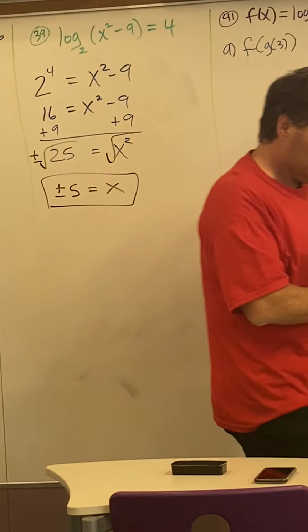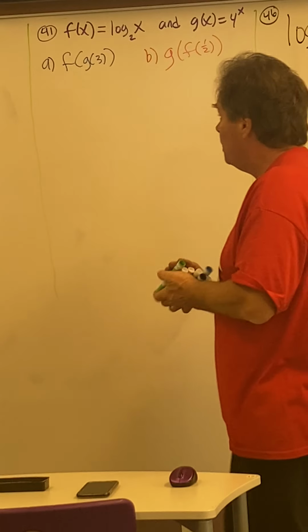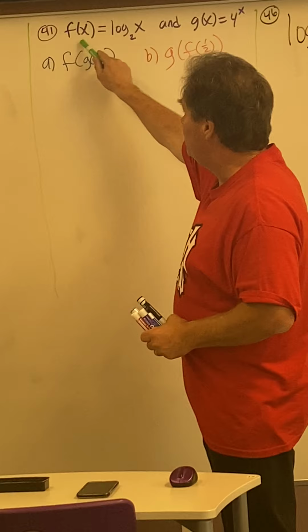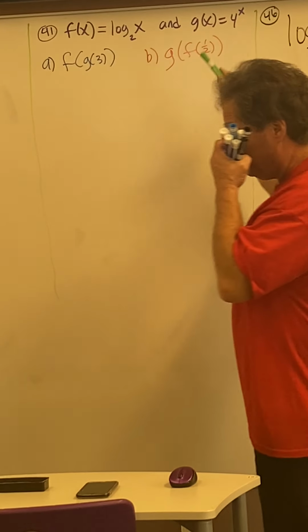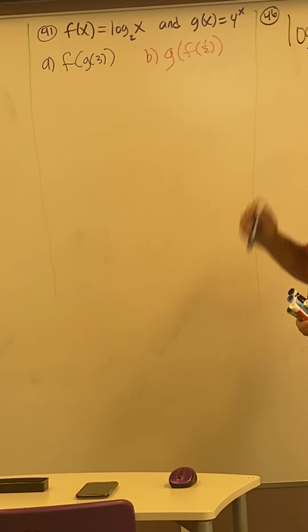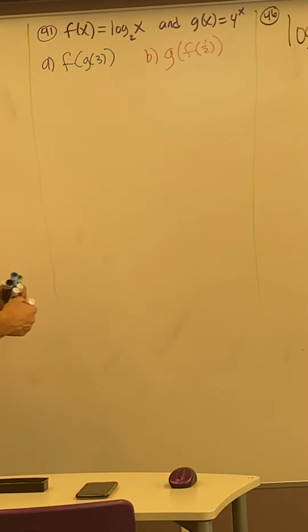Okay. This number 41 is just like the last problem that I showed you from the last video. It's a function thing. So f of x is log base 2 of x. g of x is 4 to the x power. So let's find composition of functions. f of g of 3. We did that before.